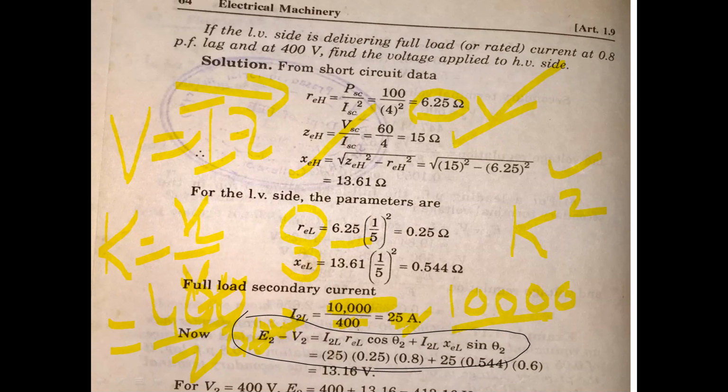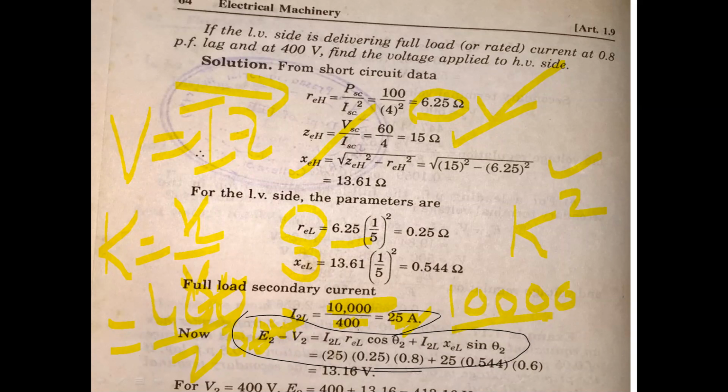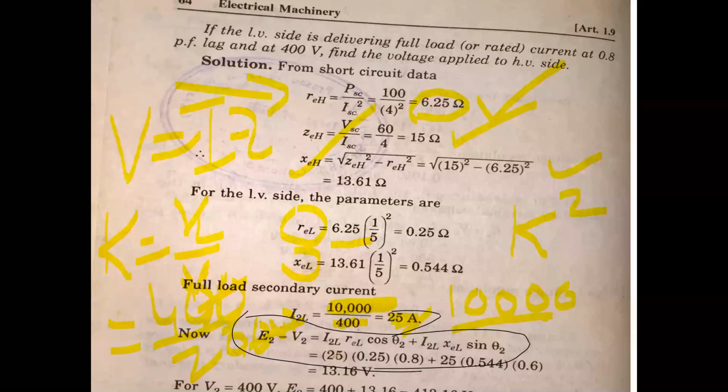We know the current value is 25 amperes, the equivalent resistance for the LV side, the power factor cos theta 0.8, the same current value 25 amperes, the reactance value and sin theta. So we calculate E2 minus V2, which is 13.1. We know V2 equals 400 volts, therefore E2 equals this small value plus V2, that is 400 plus this value.